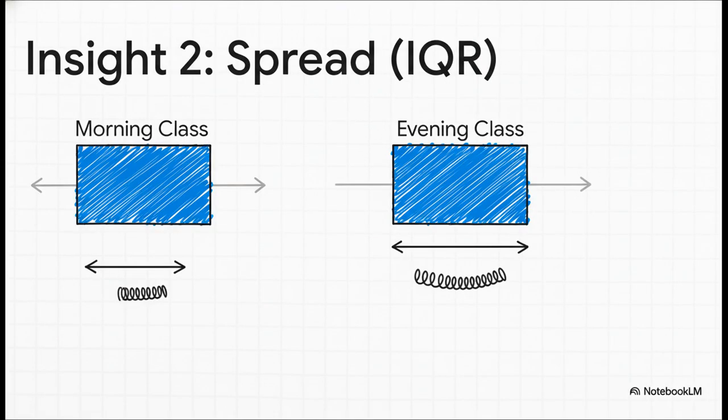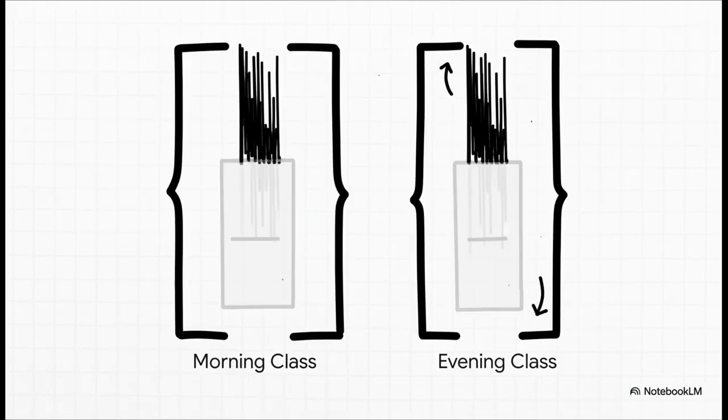Now, look at the size of the boxes themselves. This is a huge deal. The box shows the interquartile range, the IQR, which is just a fancy way of saying where the middle 50% of the students scored. For the morning class, the box goes from 71 to 88. That's a 17-point spread. But the evening class, their box is way wider, from 75 to 95, a 20-point spread. This tells us that the evening class scores were much more variable, less consistent. The morning class was more predictable, but the evening class had a wider range of performance right in the middle of the pack.